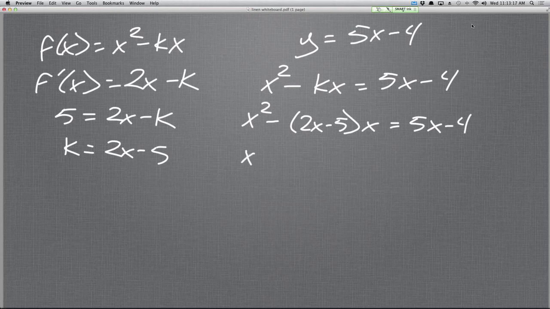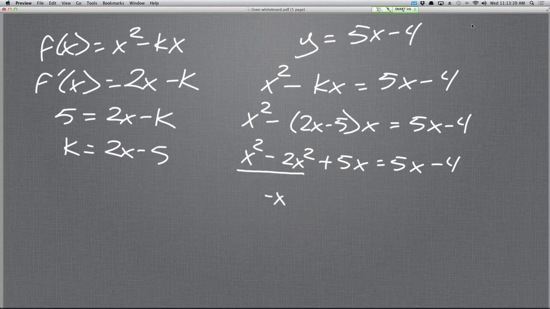So I want to distribute. If I distribute, that is 2x squared plus 5x equals 5x minus 4. And then you subtract the 5x from the right. So these two give me negative x squared. The negatives cancel, and I end up with x equals plus or minus 2.